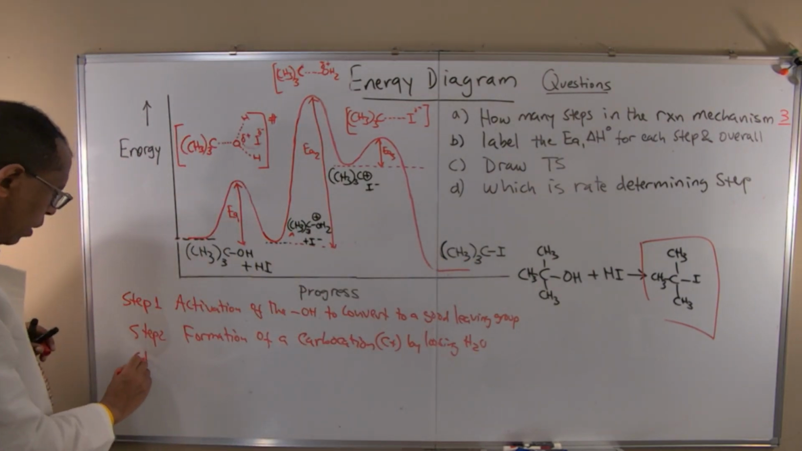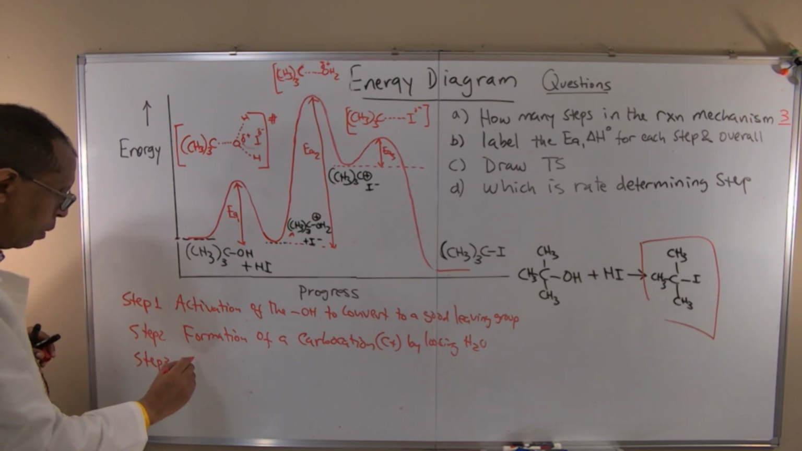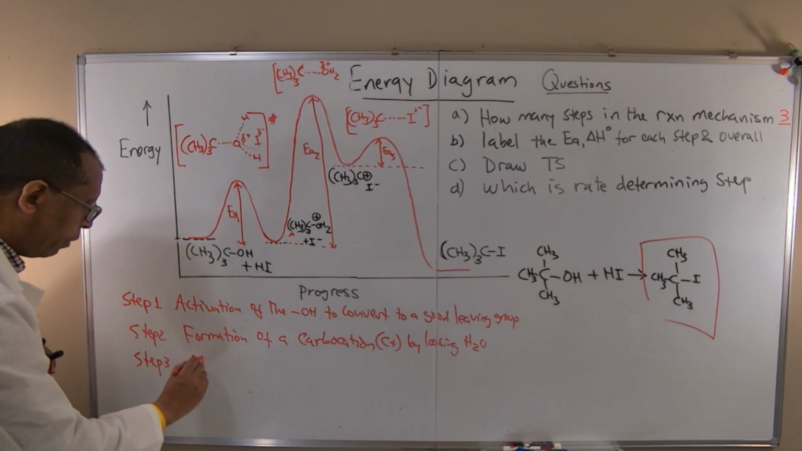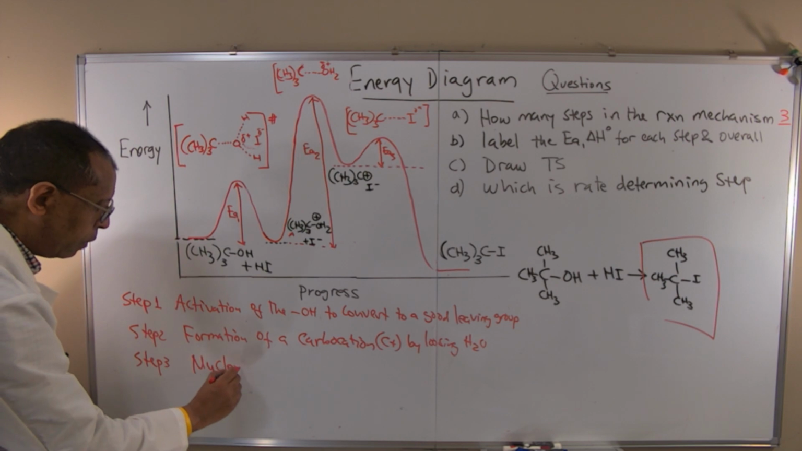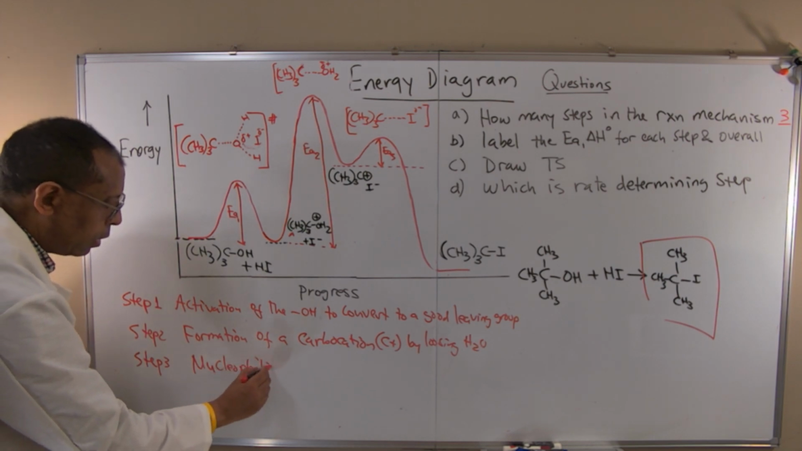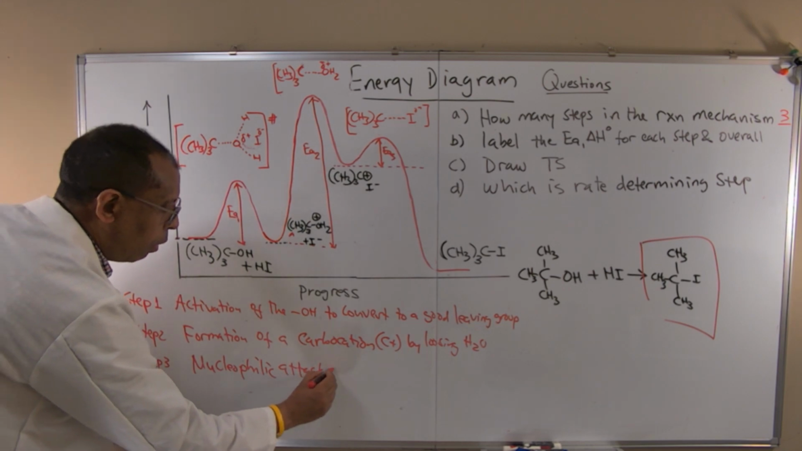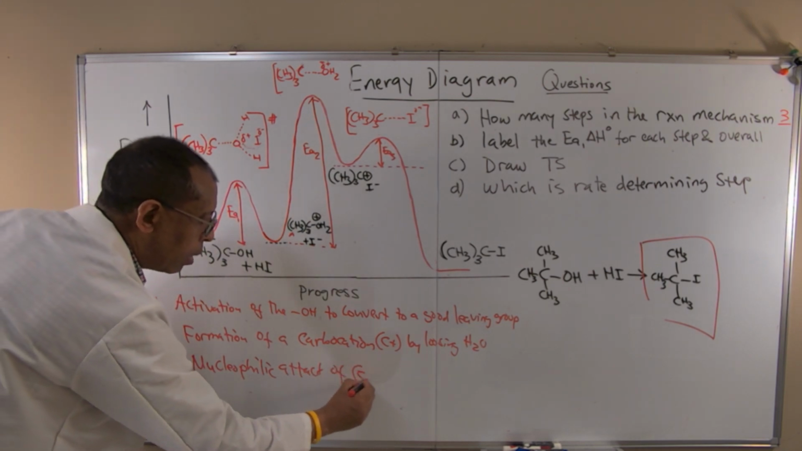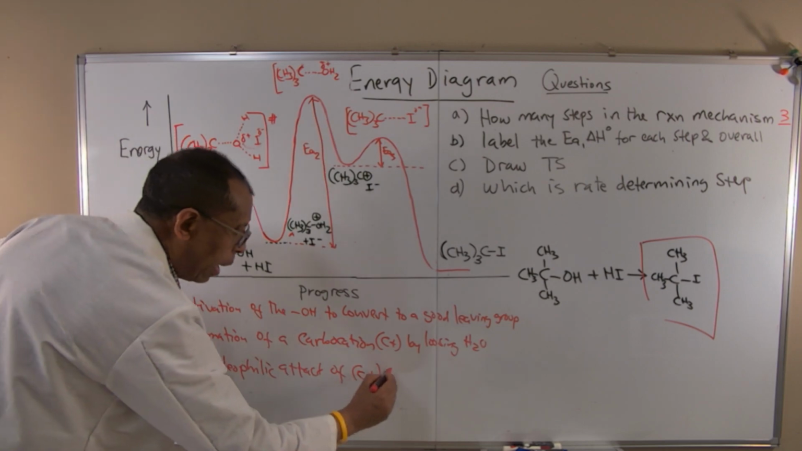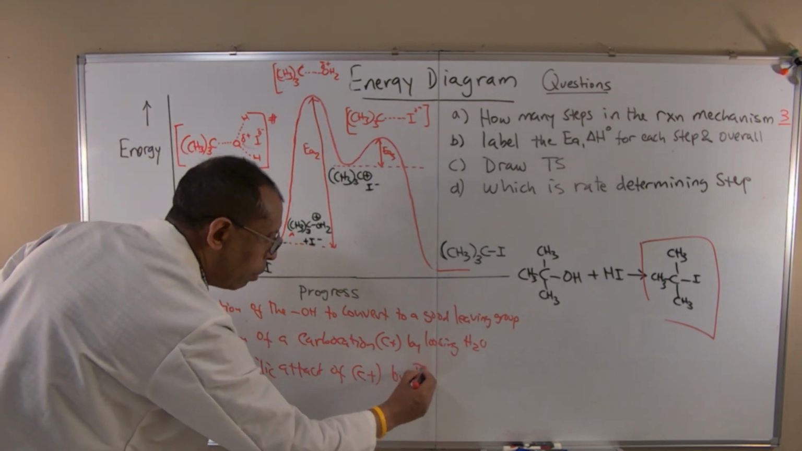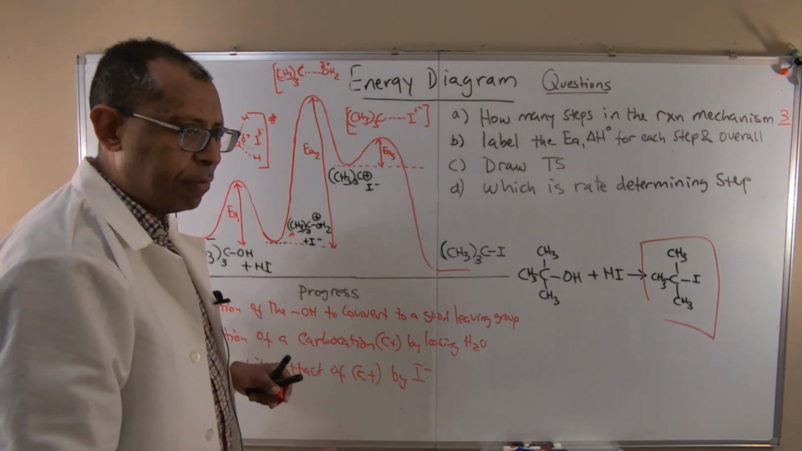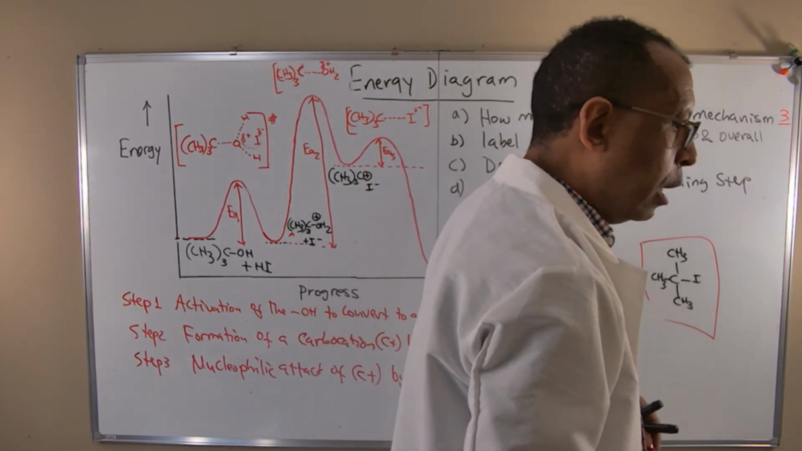So step 3 is nucleophilic attack of the carbocation by iodine minus. That's the new bond formed. Carbon-iodine bond is formed.